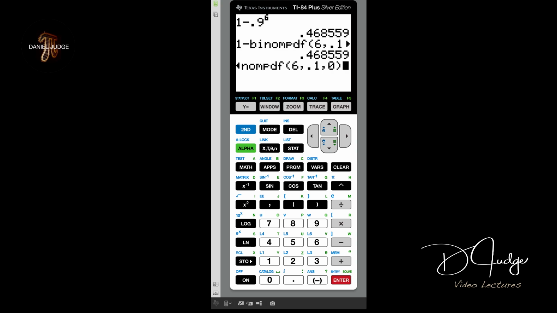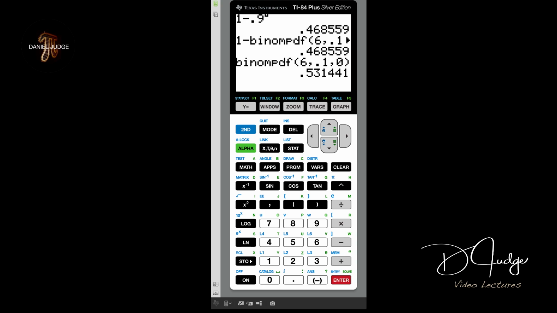0.469. Let's now do P of 1, because we already got that, right? Oops, sorry about that. That's not what it is. Good. I'm glad we punched this in. That's 0.53 to the first power. That's actually P of 0. Okay, so keep in mind, I know we did the complement, but this is 0.531.